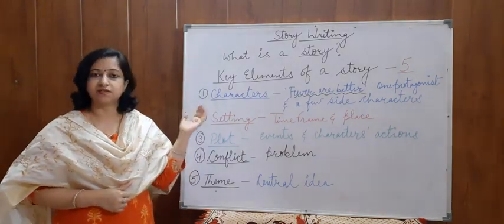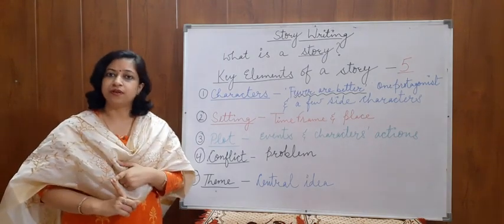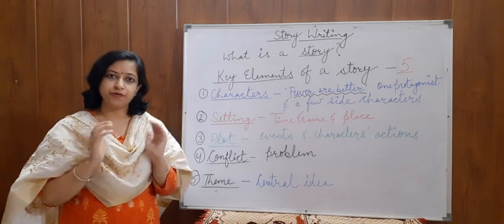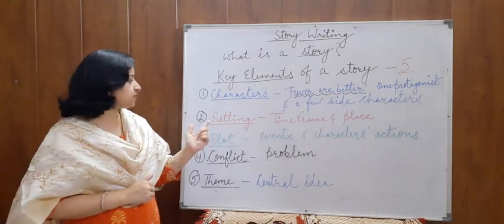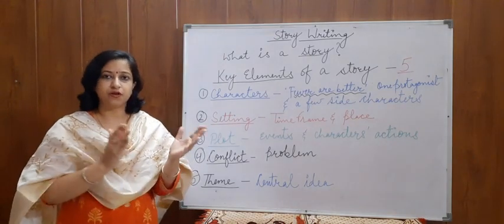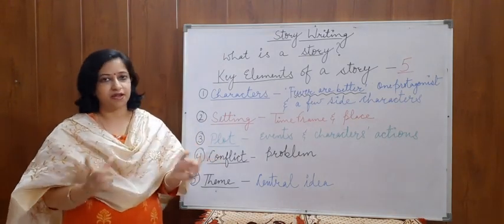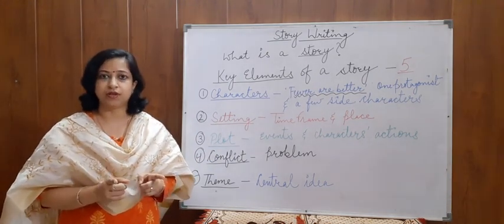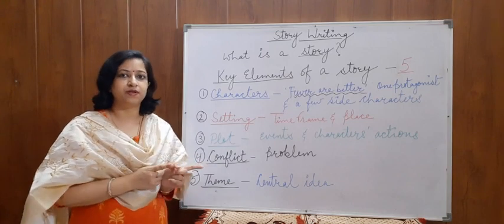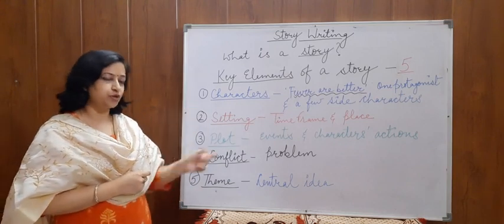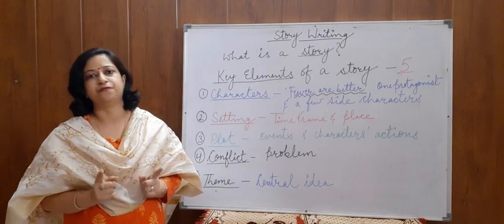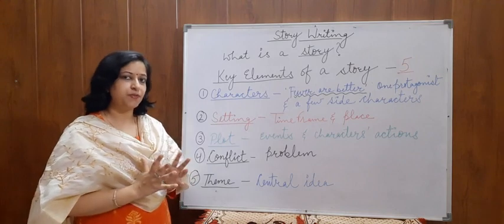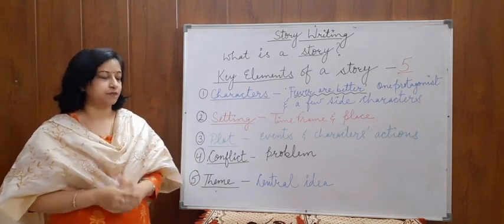Number 1 is characters. For characters, the most important thing that we have to keep in mind is fewer are better. Characters should be few in number. The next one is setting. If we talk about setting, we are talking about the place and the time frame. The time frame should be short because we are going to write a short story, and the stipulated word limit by CBSE for writing a short story is 120 to 150 words. Alright children, I hope you understand that the time span in the story should be short.